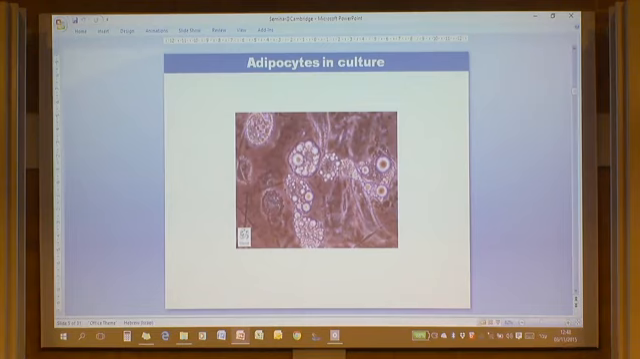Questions? Any questions? Yeah, Stefan? Did you look at the process of merging between the droplets inside the cell? No, not really. We've just observed it, but we didn't look into it.